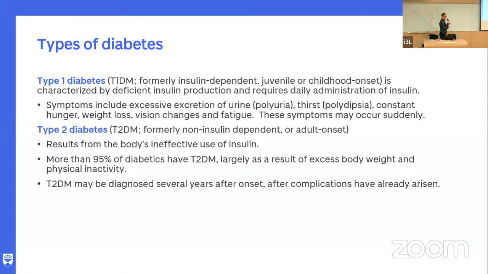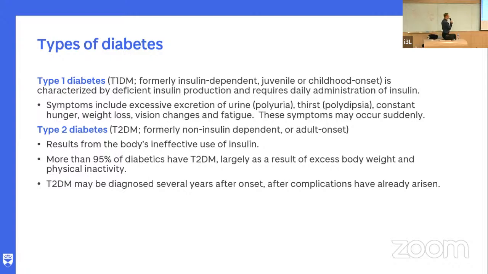The most common type of diabetes is type 2 diabetes mellitus. So this accounts for more than 90% of all diabetics. And with type 2 diabetes, these individuals are producing insulin. For some reason, that insulin is not acting on those target cells. Common causes of type 2 diabetes are linked to excessive body weight and physical inactivity. And type 2 diabetes progresses over a long period of time. It's not something that just happens overnight. It develops over a longer time scale. That's something that I'll come back to.